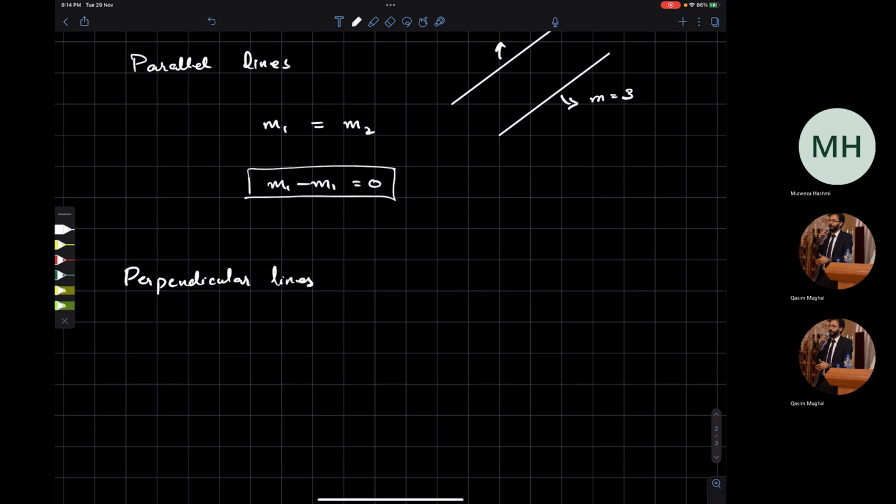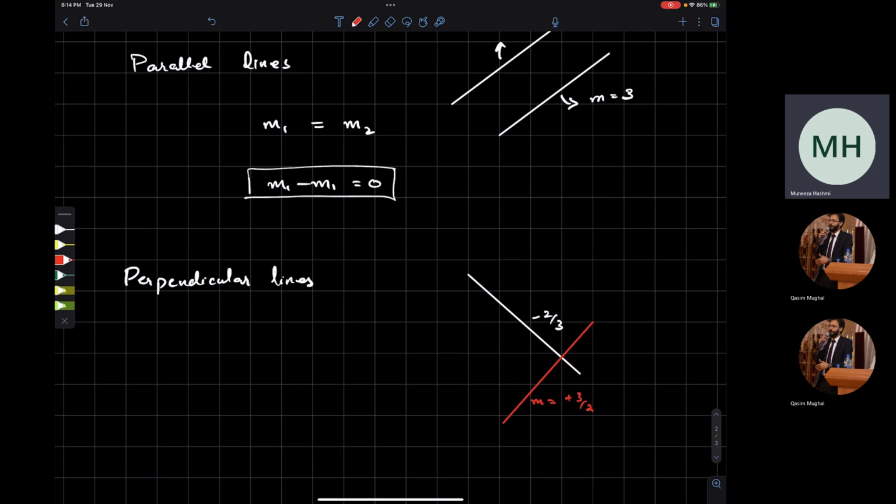And then perpendicular lines. If I have this line, let's say, with a gradient of -2/3, and I have another line which is exactly perpendicular to this one, then the gradient for this one is going to be +3/2. It means the gradients are the negative reciprocal of each other. So basically you flip the fraction and change the sign.